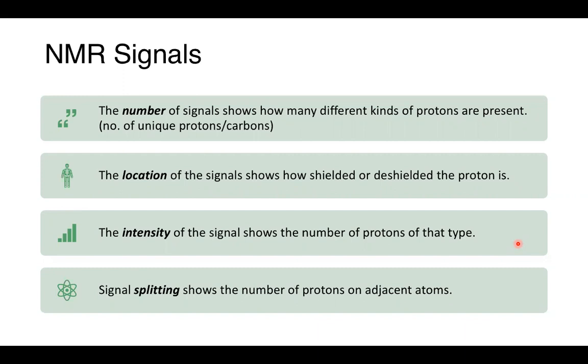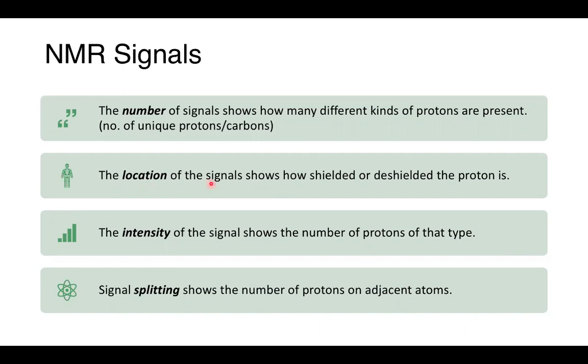Now, whenever I say sets of peaks, that doesn't mean that if I have 5 peaks, I have 5 different types of carbon. Unfortunately, that's not true, because there are things that cause the peaks to split and double. But usually it's pretty clear whenever that's happening. We'll see examples of that as we go through. And then the location of the signals shows how shielded or deshielded the proton is. The intensity of the signal shows the number of protons of that type, and signal splitting shows the number of protons on adjacent atoms.